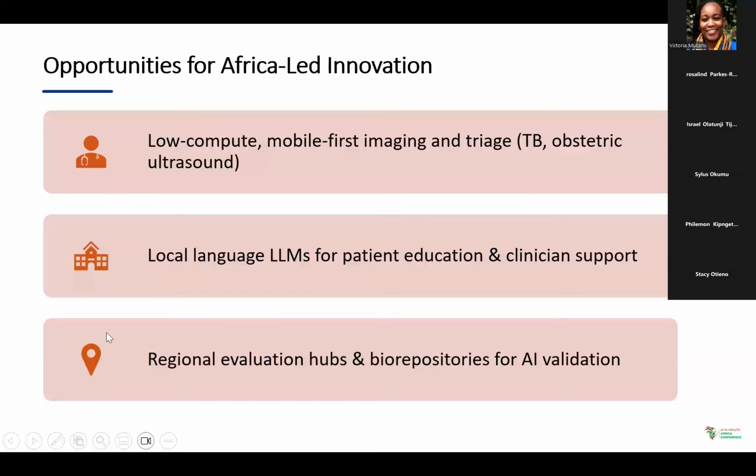But we also need to be creative. And this is what I'm going to spend my life, hopefully, over the next few years working on: how do we create regional evaluation hubs and biorepositories? How do we make sure that within both Africa and also low-income places in Asia, because I know this group is not just an African group, we have our Nepalese and our Pakistani colleagues, how do we make sure that we have regional evaluation hubs and biorepositories, and that we can do our own evaluation of our own tools?